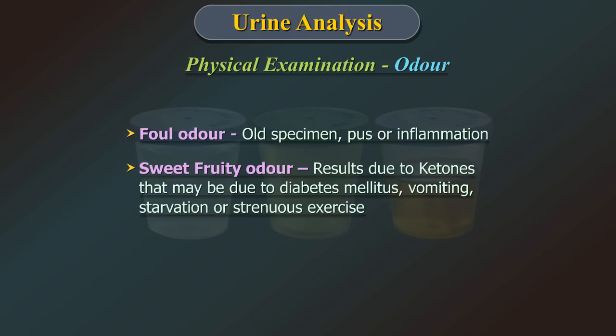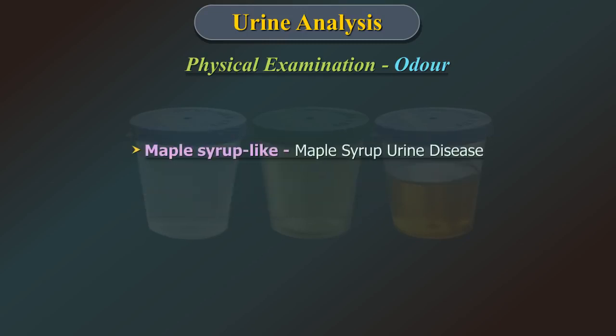A sweet, fruity odor results due to ketones that may be due to diabetes mellitus, vomiting, starvation, or strenuous exercise. A maple syrup-like odor is present in maple syrup urine disease, thus the name. Fishy odor is seen in tyrosinemia.